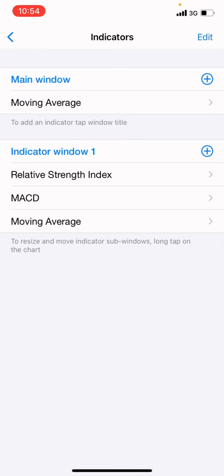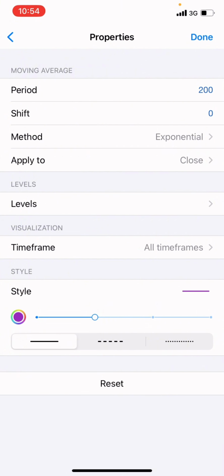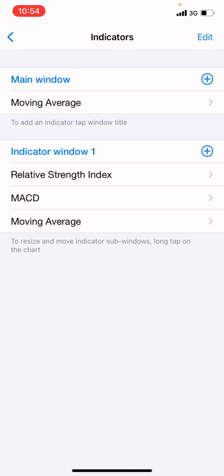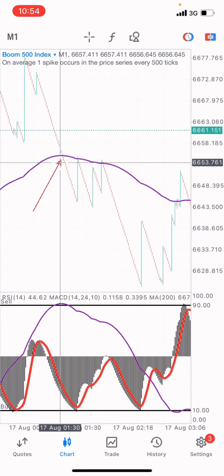Then you add the average true range at the last, using the same parameters and the same setup we used for the moving average. Then you click on done. Now this is how these indicators should look on your trading chart.